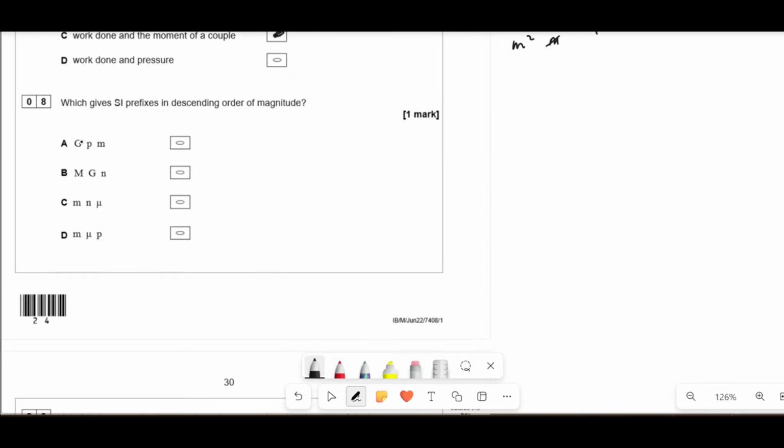Which one is in descending order of magnitude? That's huge, that's tiny, that's normal. That one's big, that one's gigantic, that one's teeny. That one's normal, and then that one's teeny, and then that one's not as teeny.